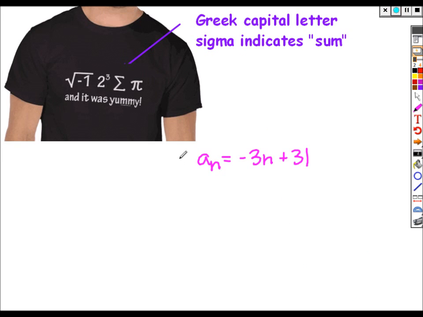Now, instead of saying, oh, this is my explicit formula, and let's add the first 70 terms of this arithmetic sequence, I can abbreviate that by using the summation notation. So this is the Greek capital letter sigma, which means sum.